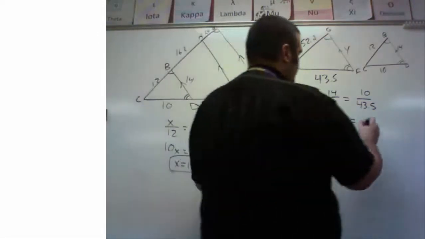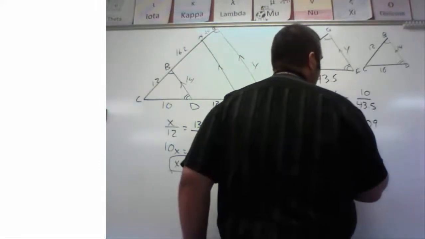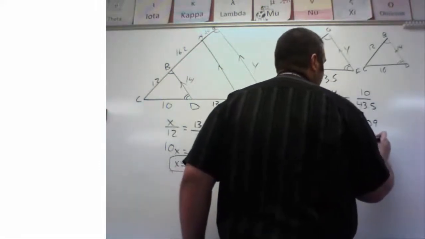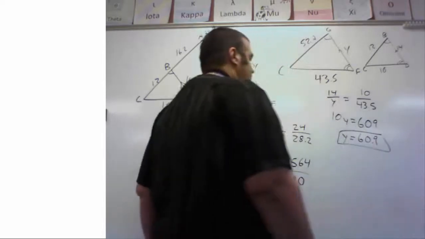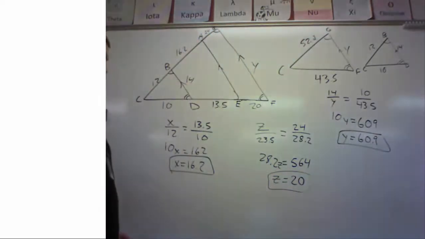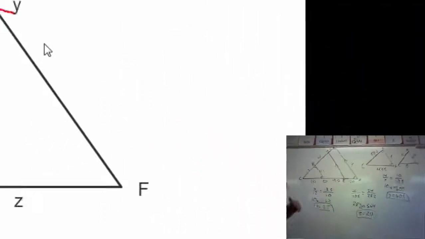But I do know, after I put it in a calculator, it's 609. Divide both sides by 10, I get 60.9, and I found my last variable. So, it's just applying this rule over and over and over again until I finally get everything I need.